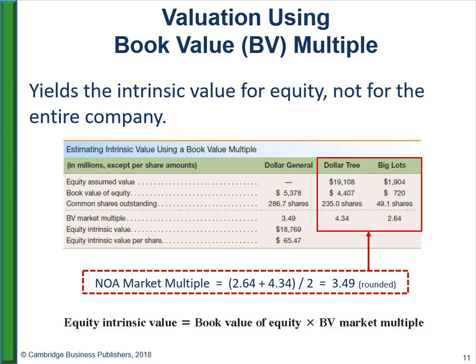Dollar General has a book value market multiple of, Big Lots 2.64, Dollar Tree 4.34. We're going to average both of those to come up with a 3.49 book value market multiple. And we have the equity intrinsic value equals the book value of equity times the book value market multiple. So the basic equation is the same. We're calculating the market multiple for two comparable firms and using that to forecast the valuation of a third firm.